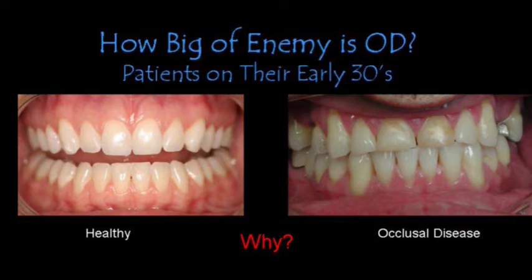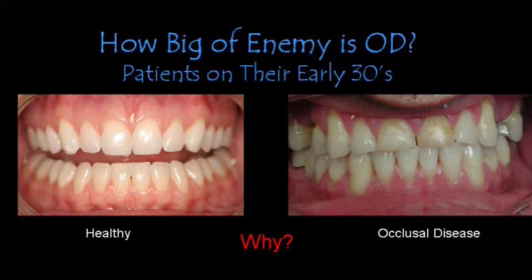So how big of an enemy is occlusal disease? Well, this picture right here in front of us really tells a big story. Look at the patient to your left, and you will realize that that patient and the patient to the right are the same age. Now, why is it that the patient to the right has teeth that are so badly destroyed? And the answer is because the patient to the right has occlusal disease, a very aggressive type of occlusal disease. All of the damage in this patient is caused by his occlusion. His periodontal condition is very healthy. He doesn't have rampant caries.